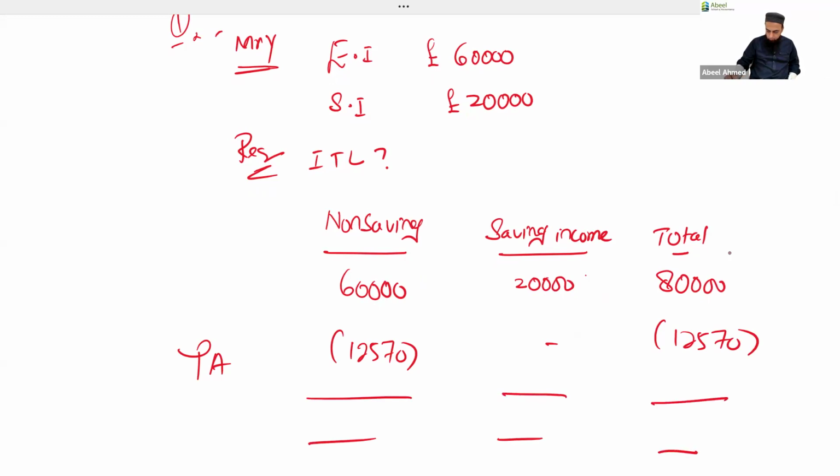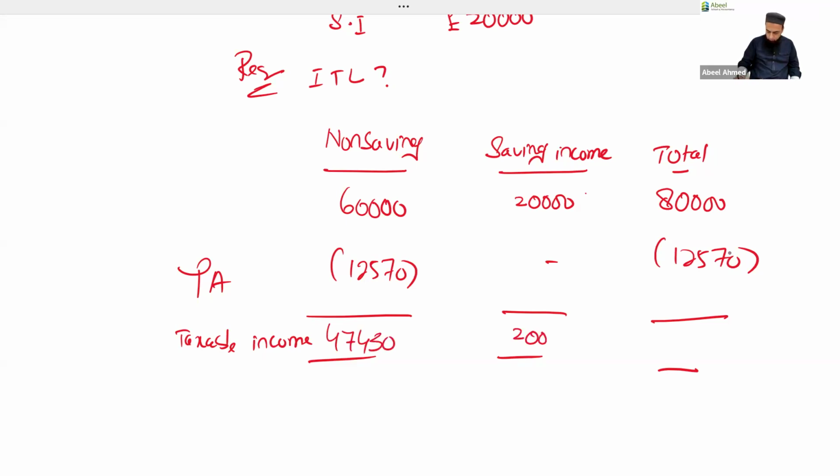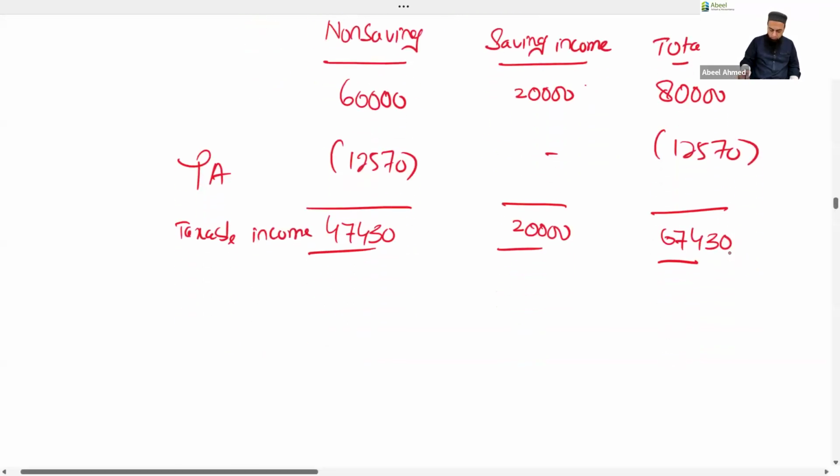Okay. Taxable income, simply 60,000 minus 12,570. Taxable income is 47,430. Here comes total, 67,430. Now listen, student, carefully. When we apply income tax rate, first you have to apply income tax rate on non-saving income. After that, we'll go for saving income.